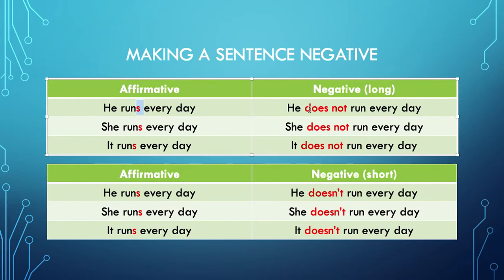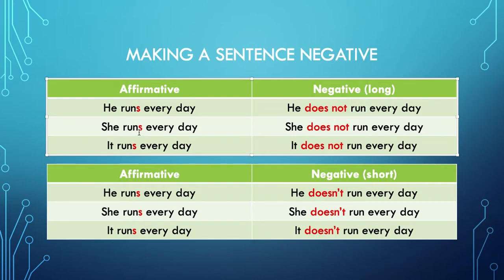But in the negative, you will see this verb here, there is no s. Because this verb here, does or does not, is the present simple tense. But the second verb is not the present simple tense. So this verb has no time.